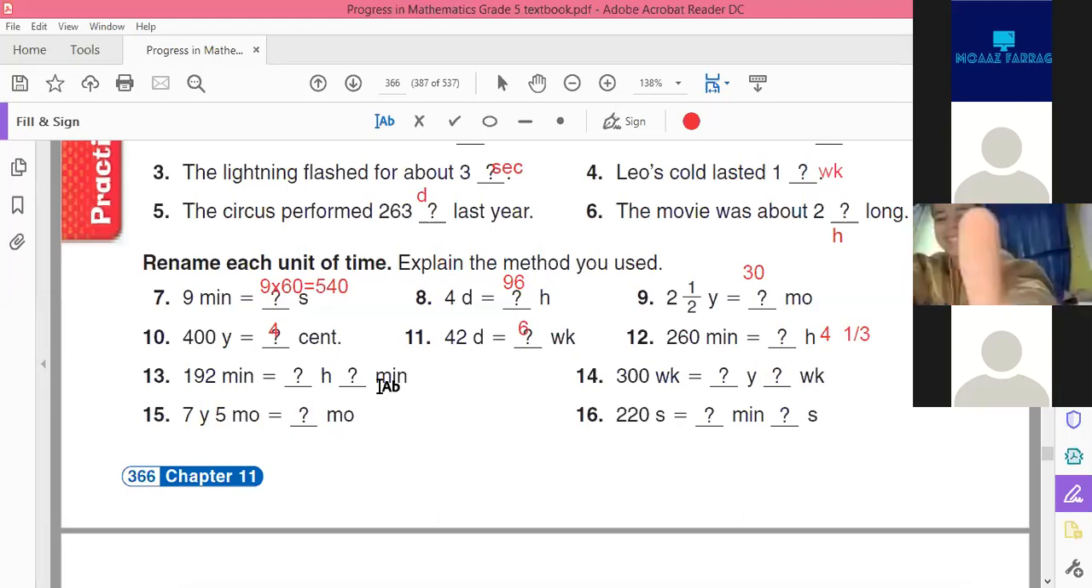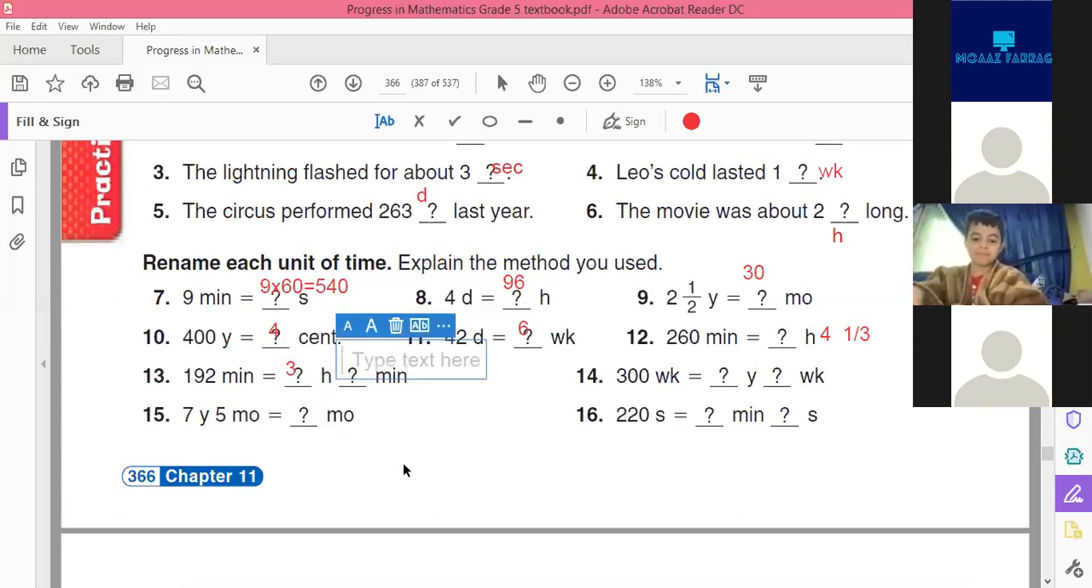Next question: in 192 minutes, how many hours and how many minutes? Divide 192 by 60. How many hours in 192 minutes? 3 hours. And then how many minutes? Who will tell me how many minutes are left? The remainder. There will be 12 minutes, because 180 minutes makes 3 hours and then 12 minutes left.